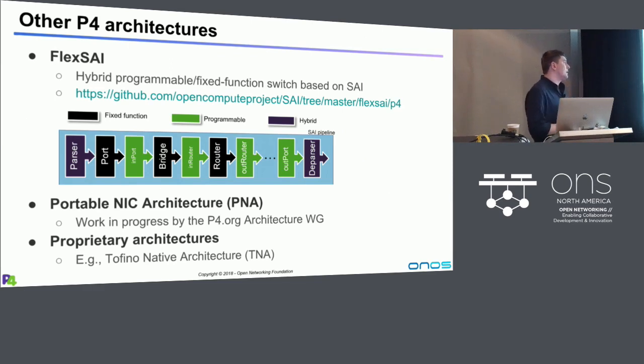And between these blocks, you have also other programmable blocks where you can inject a bit of programmability. Other architectures are the portable NIC architecture, which is more targeted to network interface cards, which is still work in progress. And then we have proprietary architectures like, for example, the Tofino native architecture if you're using an ASIC like Barefoot Tofino that clearly will expose you all the low-level details of that device.